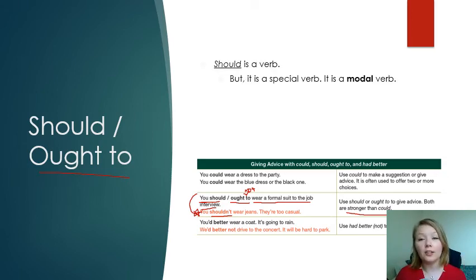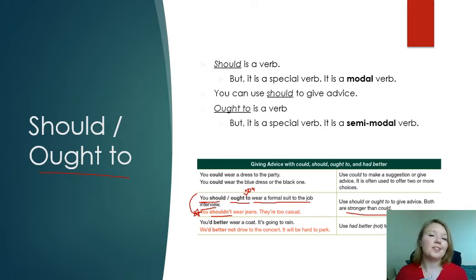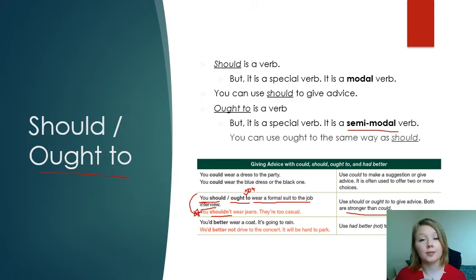Should is also a modal verb, and you can use it to give advice, just like ought to. Ought to is considered a semi-modal verb, but that's not very important. We can use it in the same way to give advice like we would the word should. You can use it in just the same way, and as we see in this sentence down here, you can switch back and forth between the two. You should, you ought to. And ought is always followed by the word to.